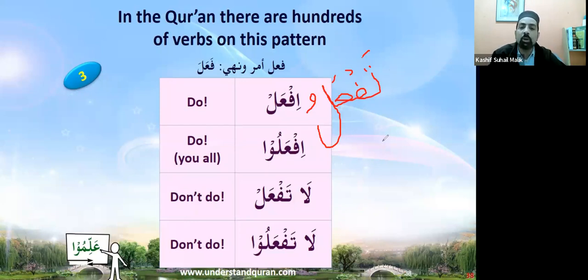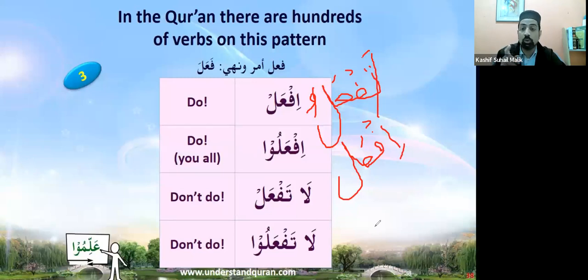Now you see, it is actually from taf'alu. Remember in the mudare we said taf'alu, you do or you will do. Now to make an amr form, we drop the first ta and this dhamma. What is left is fa, ayn, and lam, but fa is silent. In Arabic, something which is silent cannot be pronounced, so to pronounce it, we bring a hamza here with a kasra. So this became if'al.